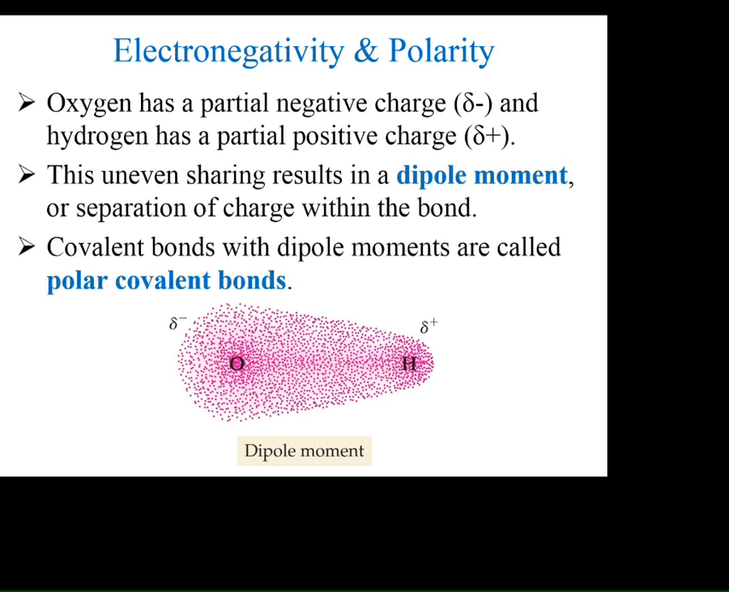So if we have a covalent bond, again, sharing electrons, but they're not sharing them equally, we call it a polar bond, or a polar covalent bond, because we've made two poles, a positive pole and a negative pole. So it's a polar bond. They're not sharing them equally. Polar, polar, polar.